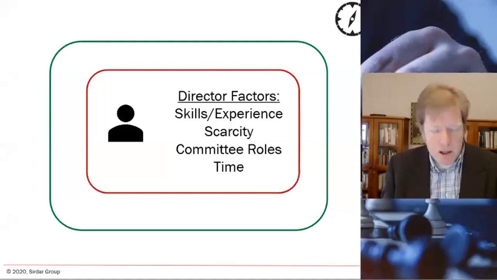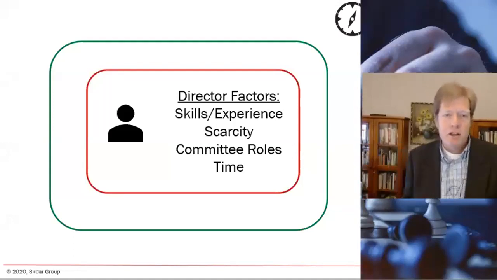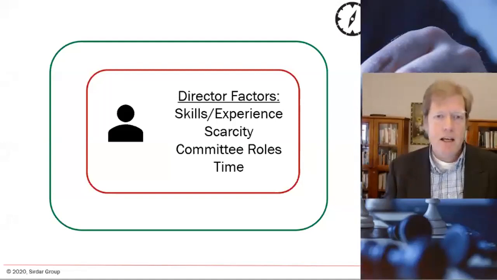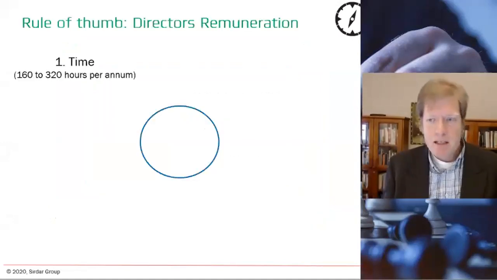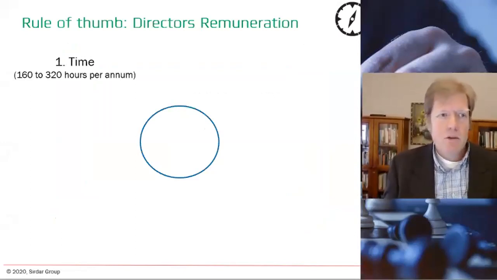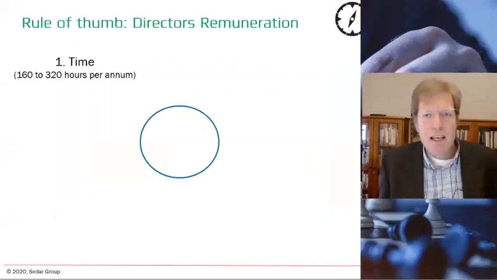So, some rules of thumb. When I've been asked this question over the years, I normally try to simplify it and say, okay, what are the factors one needs to think about when remunerating directors? And I'd love to get some more questions if they're in your mind, because we're heading towards the end of the webinar, and I'd like to address any key questions that people have.